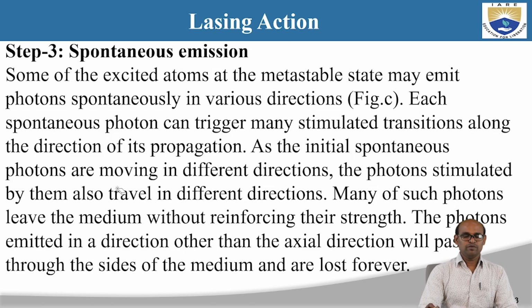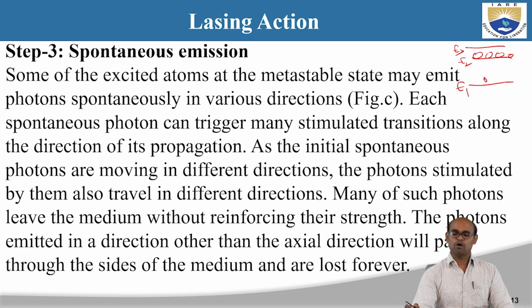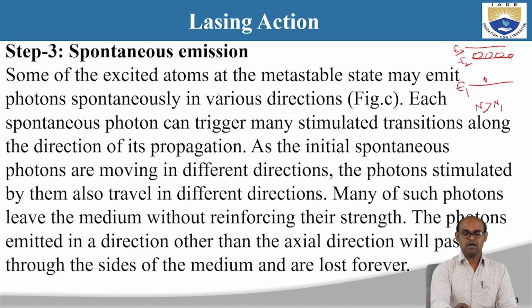The population inversion is followed by spontaneous emission. So now the atoms are, for example, in the metastable state E2, E3 is the normal excited state, and E1 is the ground state. E1 has a very small number of atoms, so N2 is greater than N1. Population inversion is achieved through pumping. Some of the atoms at the metastable state may emit photons spontaneously in various directions.